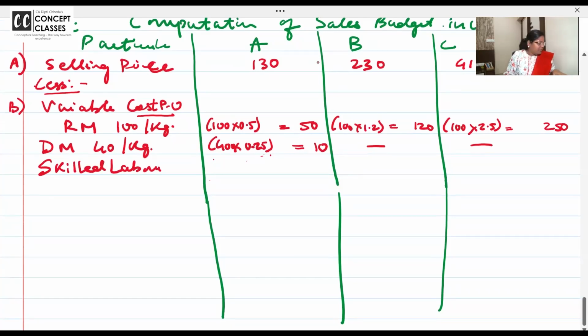Skilled labor. What's the rate for skilled labor? Write it from below the table. 6 per hour. How many hours are there? 4. 4 6s are 24. 6 6s are 36.